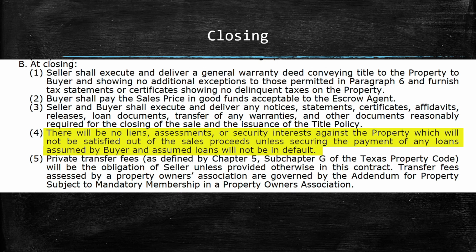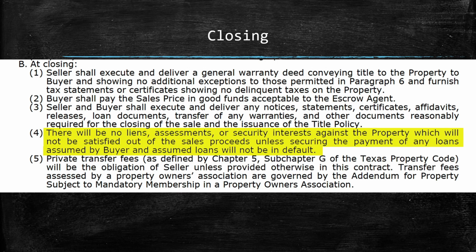If the seller does have some liens or security interests against the title to the property, then those liens and security interests are going to have to be satisfied or paid off using the sale proceeds at the closing. Let's say, for example, that the seller has a mortgage on the property that they are selling.